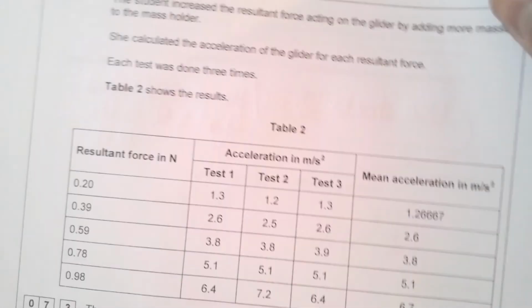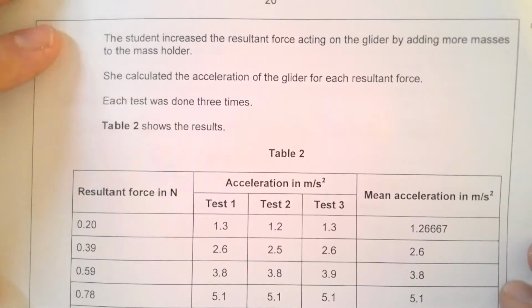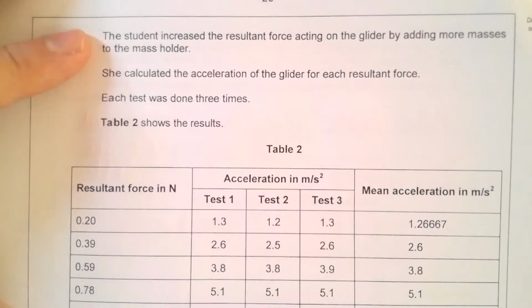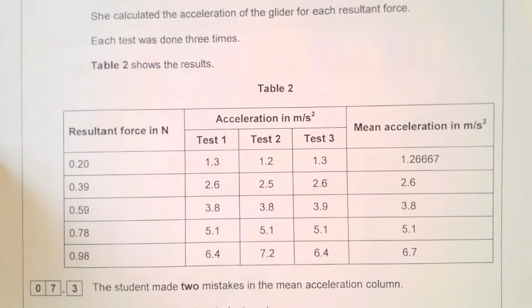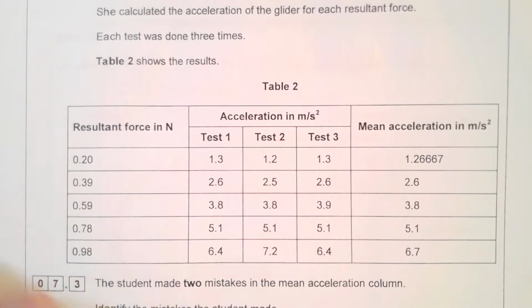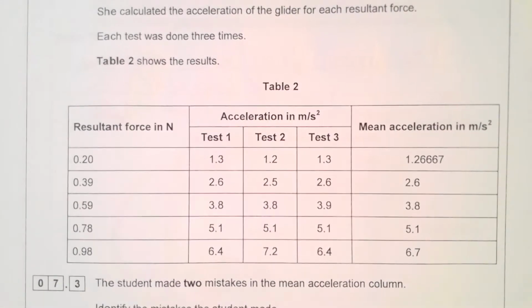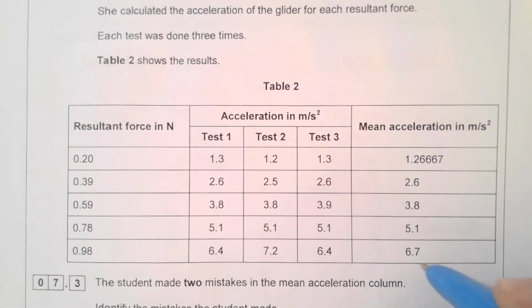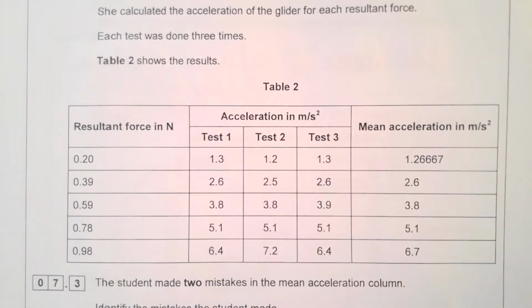Okay, we have the student increase the resultant force acting on the glider by adding more masses to the mass holder. She calculated the acceleration of the glider for each resultant force, and here we have a table of results, and it's telling us that the student made 2 mistakes. Now the first one's jumping out at me straight away. If you look at all these numbers, they're all given to 1 decimal place, and that kind of matches the acceleration readings in the table as well.